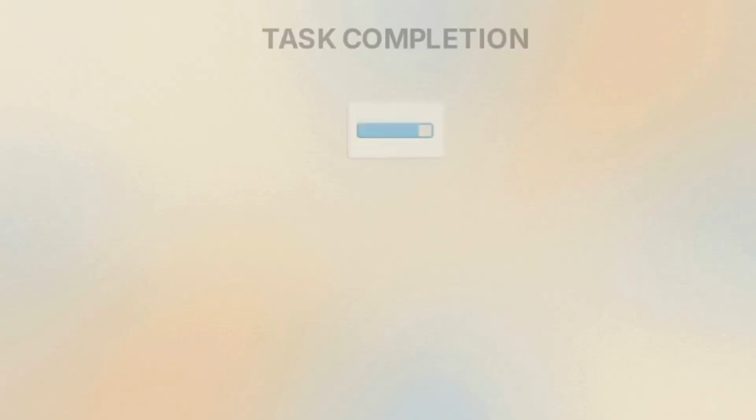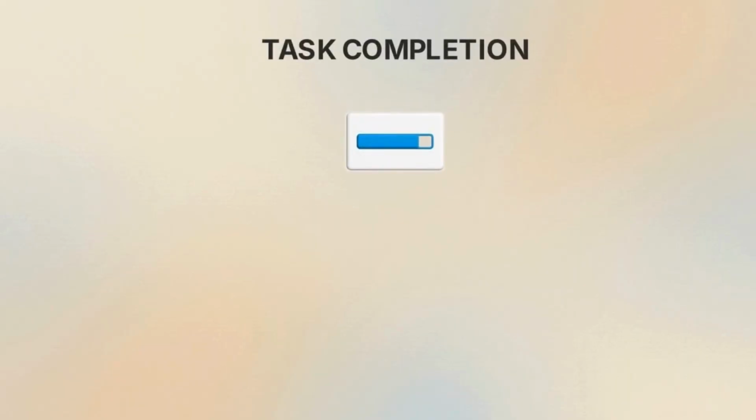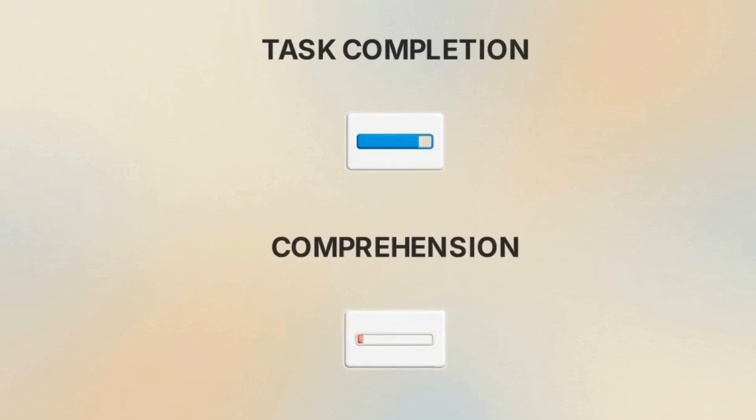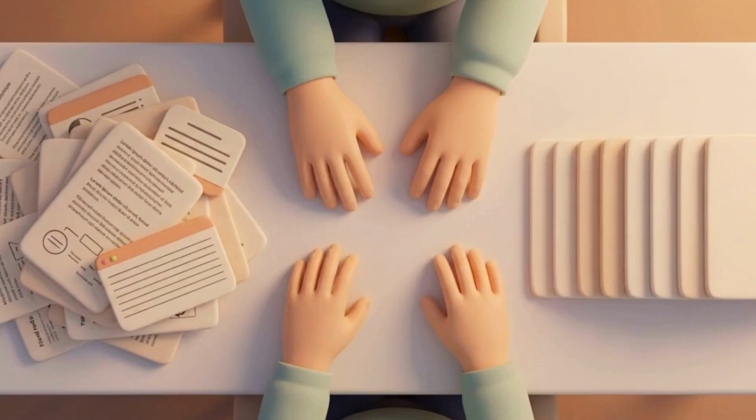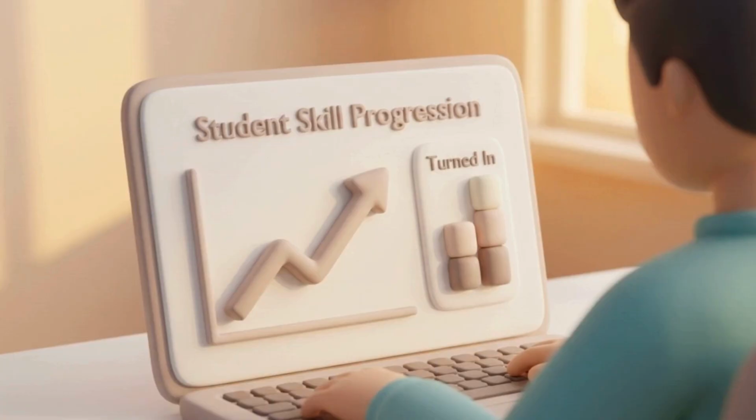Many assignments are designed to measure task completion. These structures often fail to evaluate actual comprehension. To fix this, we have to rethink the structure of these tasks. A strong instructional design framework prioritizes measurable student growth and moves beyond simple compliance.